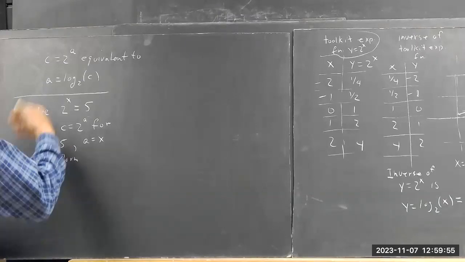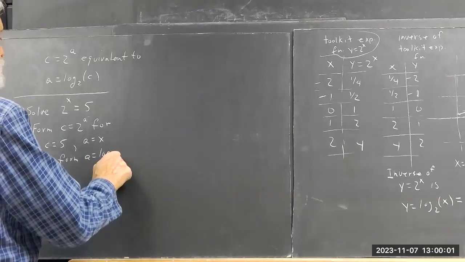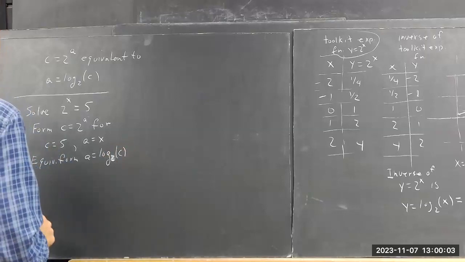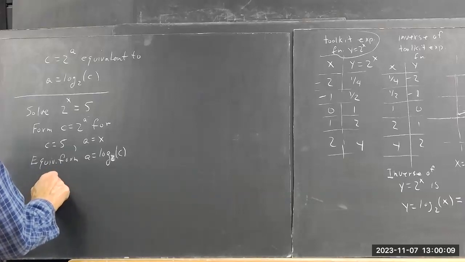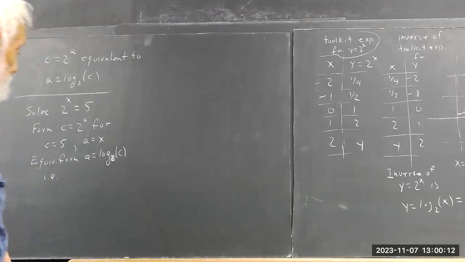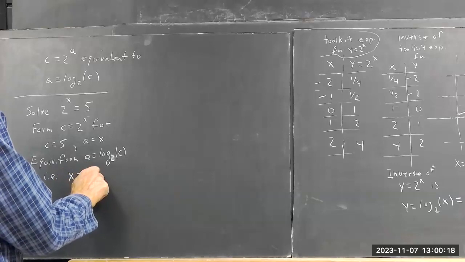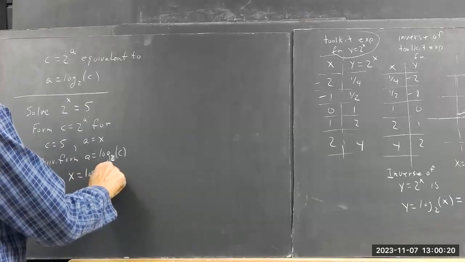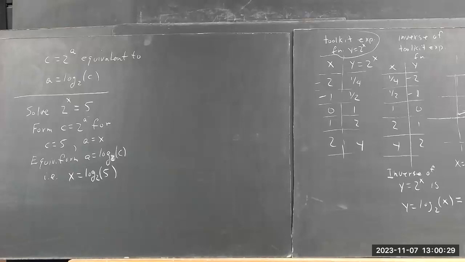The equivalent form is a equals log base 2 of c, which is the same as what? Well, a is x, and c is 5. So replace a with x, replace c with 5. That's all there is to it. Then you go to your calculator. If you have a calculator handy, you can go ahead and do it.